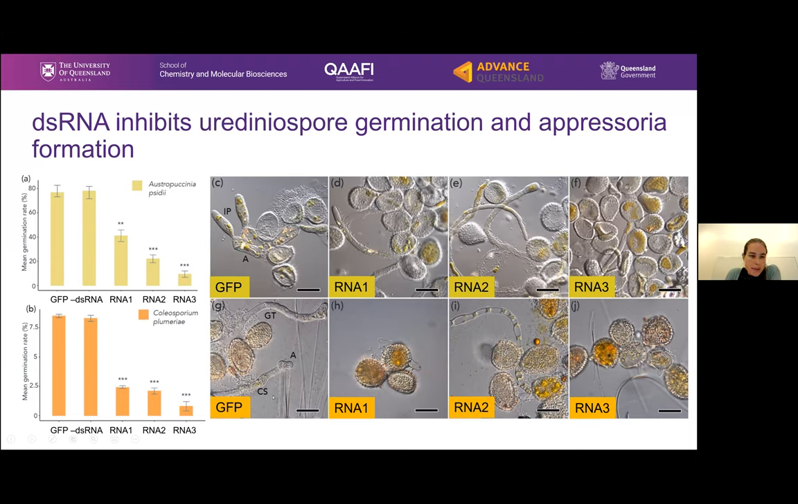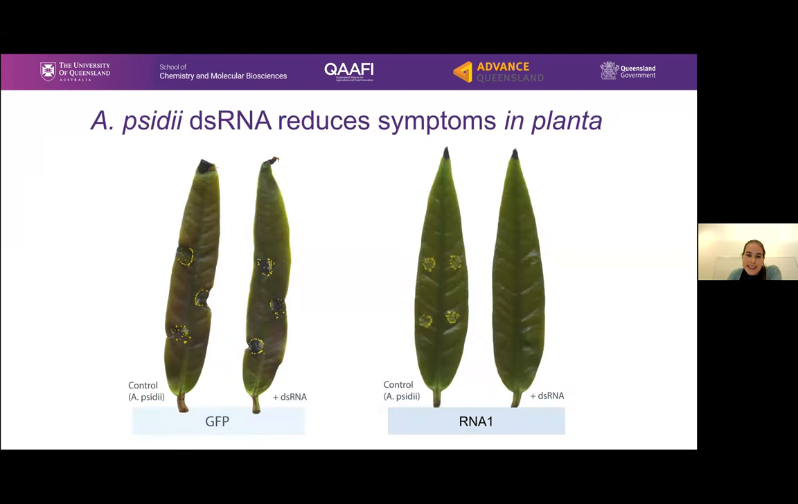And so that was the same for the Coleosporium plumeriae. We saw some clear infection structures in the controls and not so much in the RNA-treated samples. We then wanted to see if we saw an effect in planta. So Beck did some detached leaf assays where she mixed the rust spores, and this is now myrtle rust, she mixed the spores with the double-stranded RNA and inoculated the leaves.